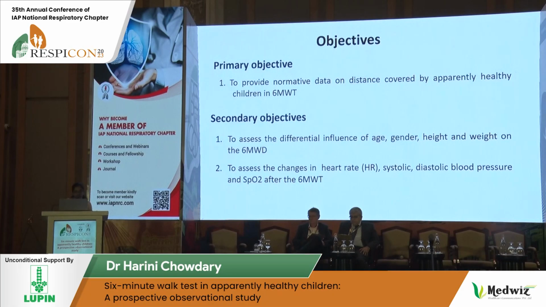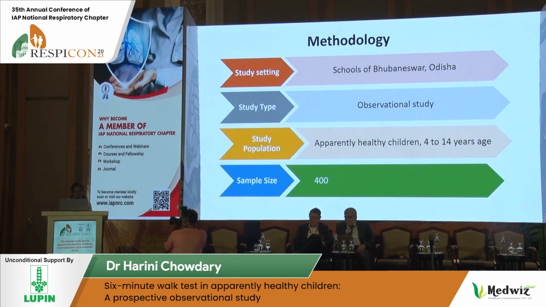Our primary objective was to provide normative data on the distance covered by apparently healthy children in the 6-minute walk test. We also aim to assess the differential influence of age, gender, height, and weight on the 6-minute walk distance, and the changes in the vital parameters at the end of the test. This was an observational study performed in school children from the schools of Bhubaneswar who were aged 4 to 14 years, and a sample size of 400 was included.